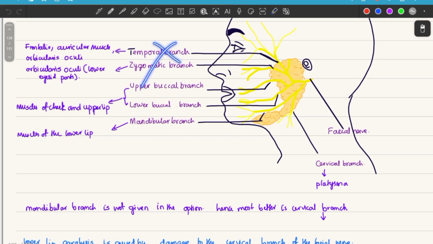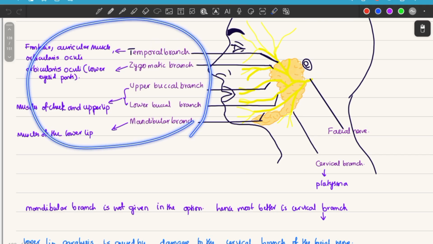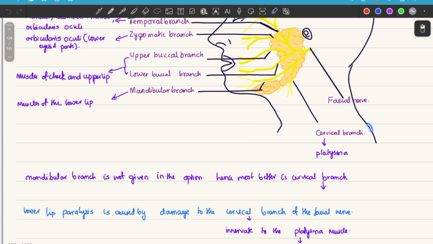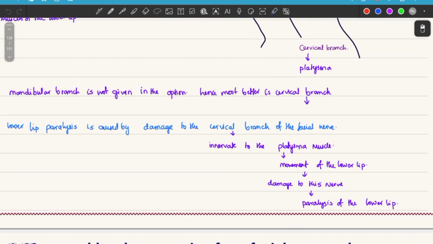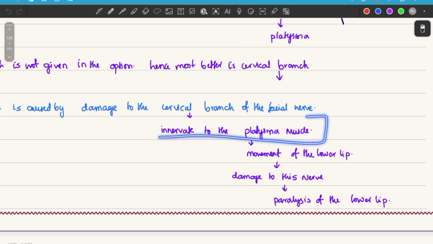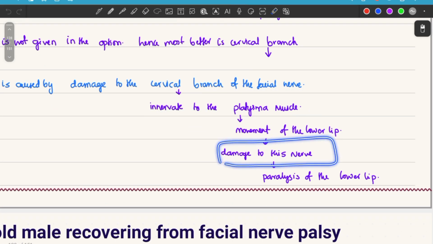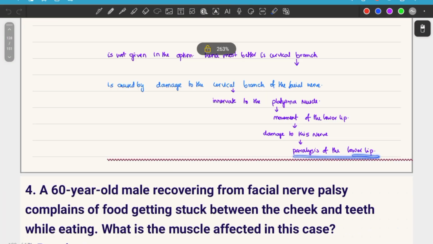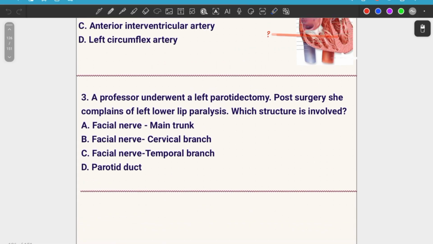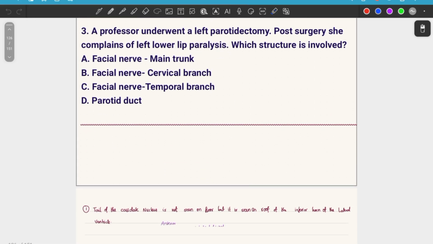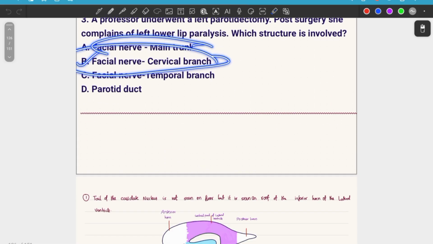Actually, the temporal branch we have ruled out. Facial main trunk is also ruled out because they have not given any of the other symptoms. Then the remaining is the cervical branch, which supplies the platysma. So you can relate this. The platysma also helps in the movement of the lower lip. When there is damage to the cervical branch, there is paralysis of the lower lip. Hence, you can relate the cervical branch to paralysis of the lower lip. Okay. Option is B by ruling out A, C, and D.